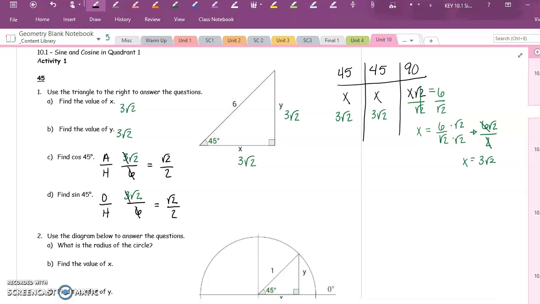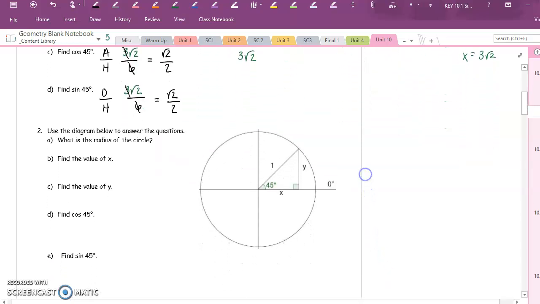So this one was just a triangle. In this next diagram, we still have a right triangle, but now it's inside of a circle. We're going to use the diagram to answer these questions. In part A, it says, what is the radius of the circle? So I know that the radius is anywhere from the center to the outside of the circle. Now there is no number along that line. However, from the center to the outside of the circle, there's my radius. So therefore, my radius of the circle is 1.